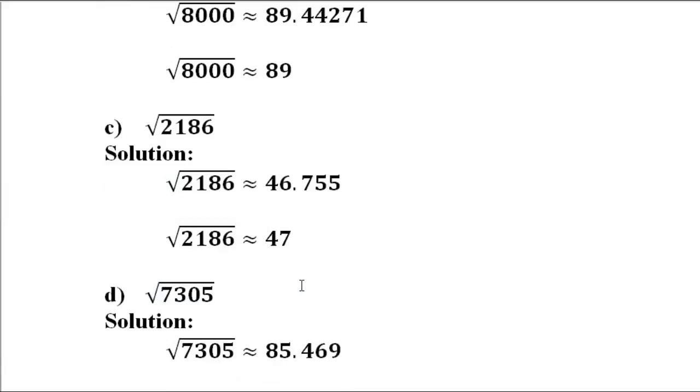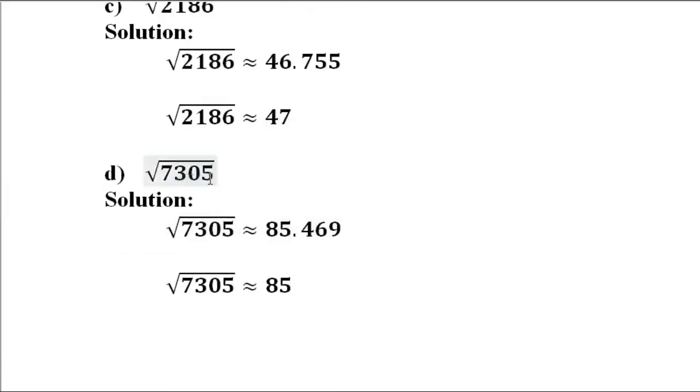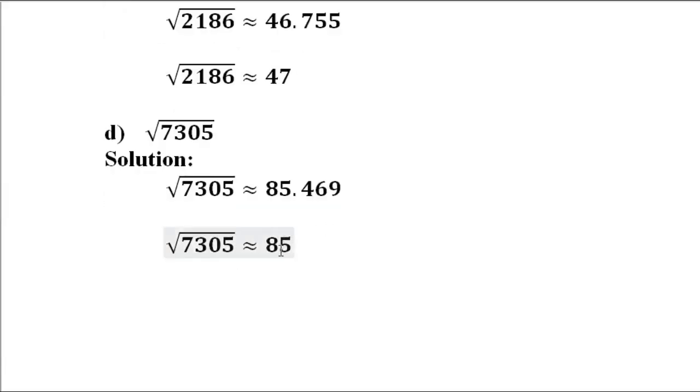The square root of 7305 rounded to 3 decimal places is approximately 85.469. Therefore, after rounding off the number 85.469 to the nearest whole number, it becomes 85, which means the square root of 7305 is approximately 85.